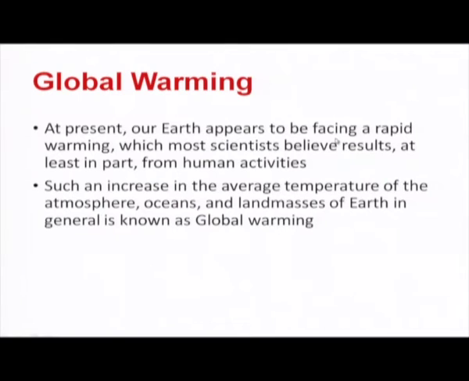Our earth appears to be facing a rapid warming, which most scientists believe results at least in part because of our human activities. We are responsible for this warming of the earth. Such an increase in the average temperature of the atmosphere, oceans and land mass of earth is generally known as global warming, that ultimately leads to consequent climate change. We will see what things are responsible for this.